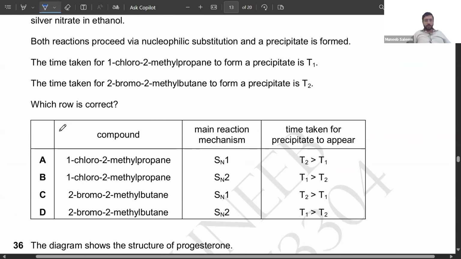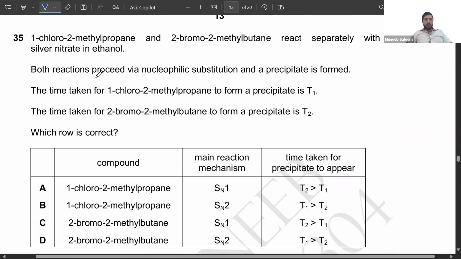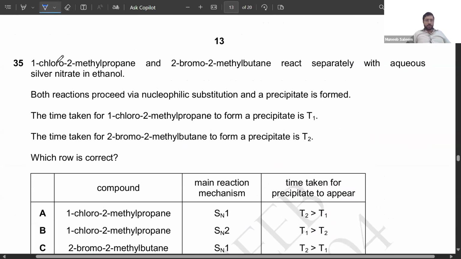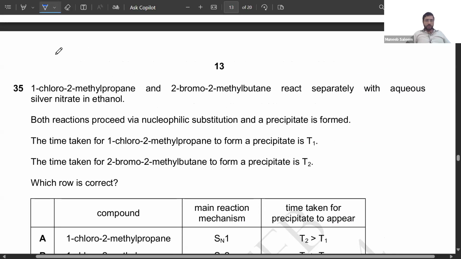All right, here we have to elaborate this reaction. For the first compound, which is 1-chloro-2-methylpropane, I need to draw the structure. It would look like 3 carbon atoms. And on carbon number 2, we have the methyl group. And on carbon number 1, we have the chlorine. So chlorine on carbon number 1. And the second compound is 2-bromo-2-methylbutane. So it will look like this structure.